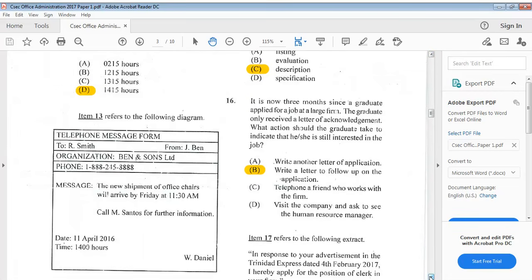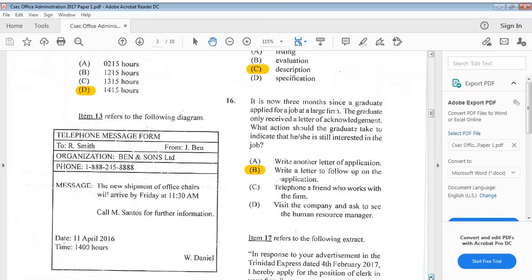It is now 3 months since a graduate applied for a job at a large firm. The graduate only received a letter of acknowledgement. What action should the graduate take to indicate that he or she is still interested in the job? A. Write another letter of application. B. Write a letter to follow up on the application. C. Telephone a friend who works with the firm. Or D. Visit the company and ask to see the human resource manager.